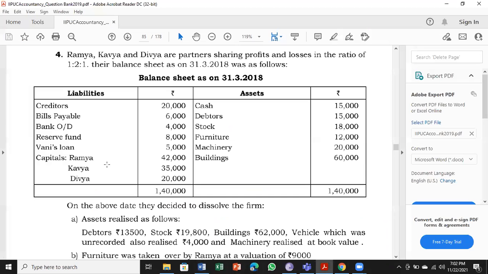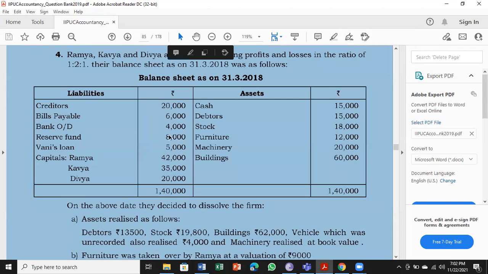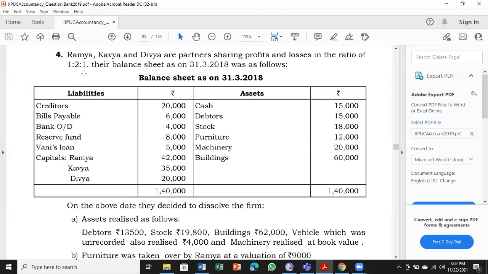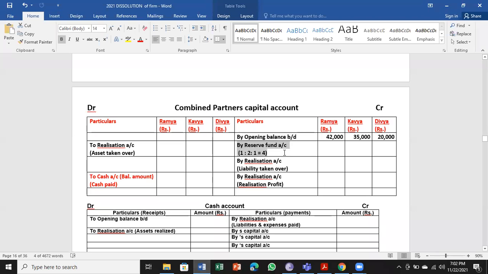Next, we have in the balance sheet reserve fund. So reserve fund is 8,000. That 8,000 we have to consider here and divide in 1:2:1 ratio. So by reserve fund, if you do that, 2,000, 4,000 and 2,000 is the value.